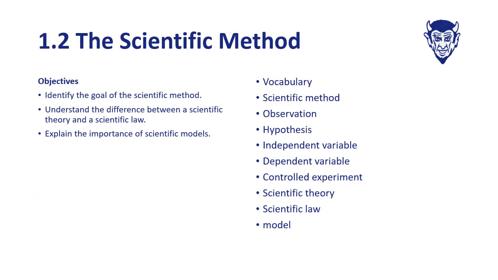By the end of this lesson, you should be able to identify the goal of the scientific method, understand the difference between a scientific theory and scientific law, explain the importance of scientific models. Also, you should be able to use the following vocabulary words: scientific method, observation, hypothesis, independent variable, dependent variable, controlled experiment, scientific theory, and scientific law. Let's begin.